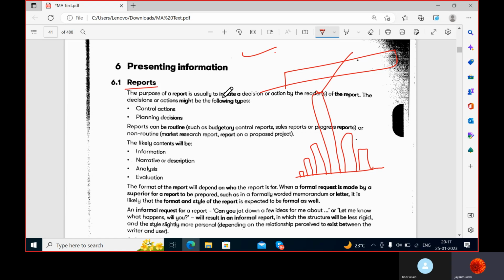The purpose of a report is usually to initiate a decision or action by the readers of the report. So the purpose of a report is for what? If I submit a report to you, definitely it is after doing a thorough analysis. Why has the report been given to you? To decide based upon the information you see in the report.